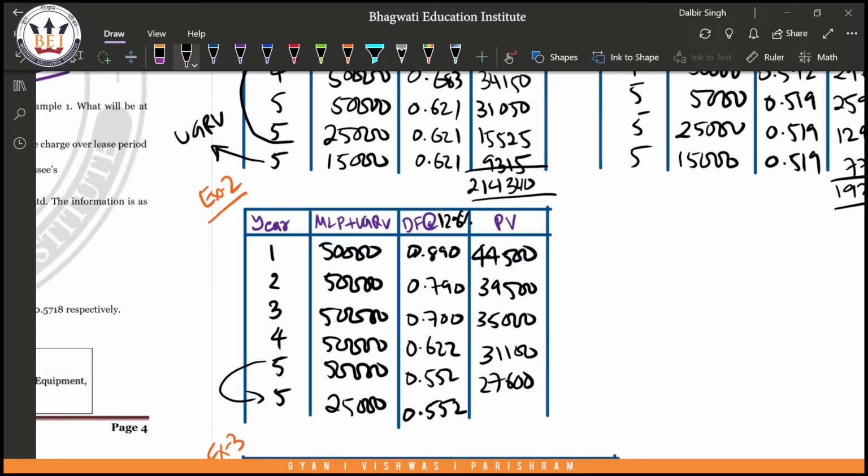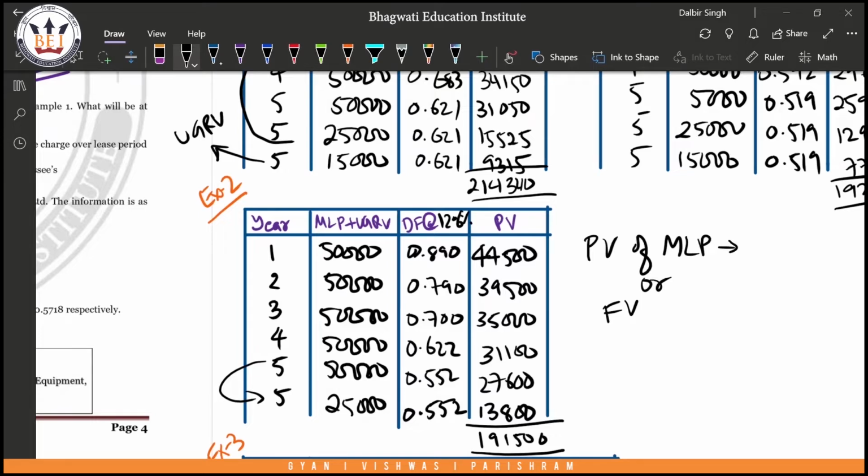So what is going to be the unguaranteed residual value? 13,800. Therefore, what is your present value? The present value is 1,91,500. The question is, what is the value at which you will record? It is nothing but the present value of minimum lease payment or fair value, whichever is lesser. Present value of minimum lease payment is 1,91,500 and fair value of the asset is 2 lakhs.